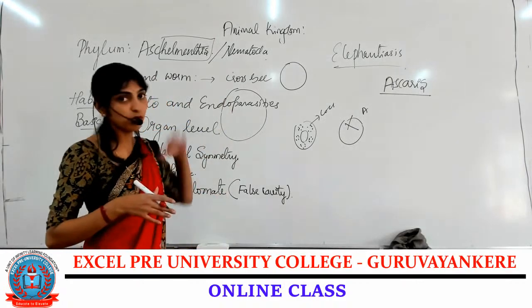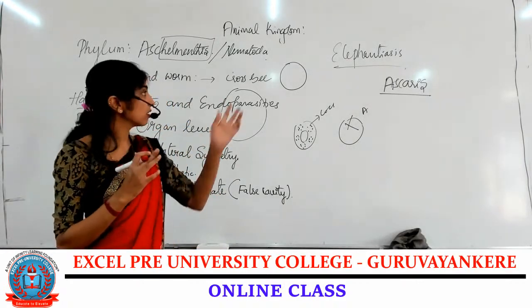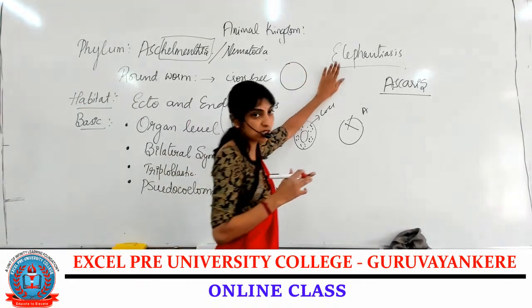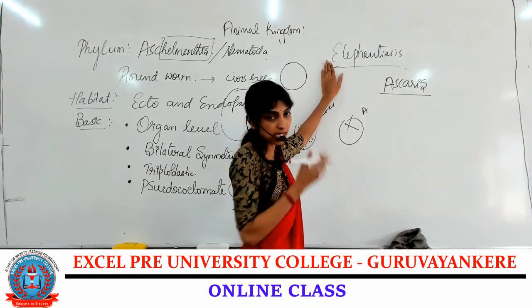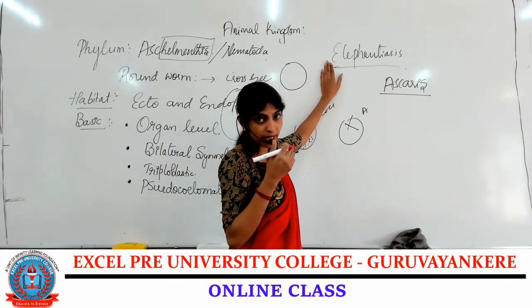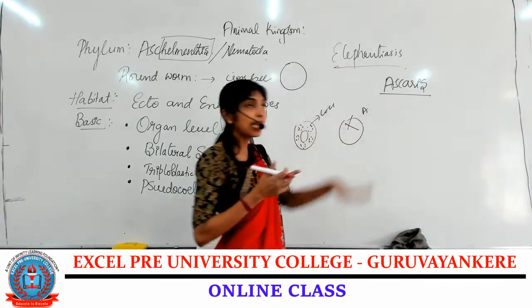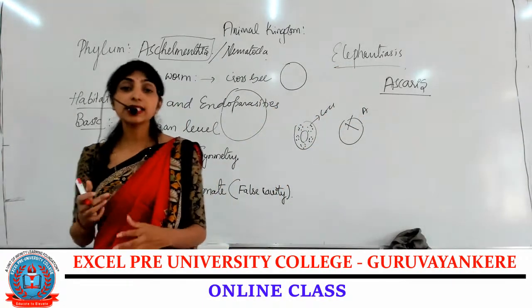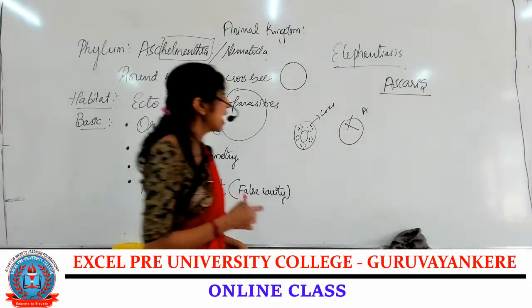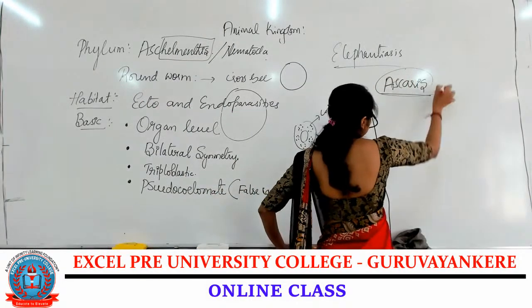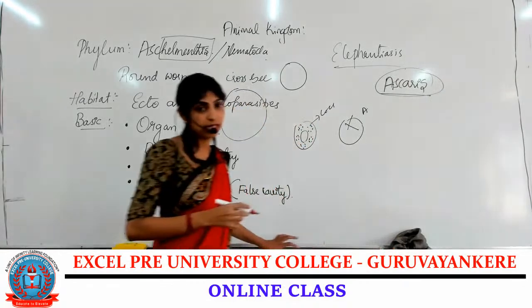In case of roundworms, they mainly cause disease like elephantiasis. Their main drawback is that they are endoparasites and cause diseases like elephantiasis. An example for this phylum is Ascaris.